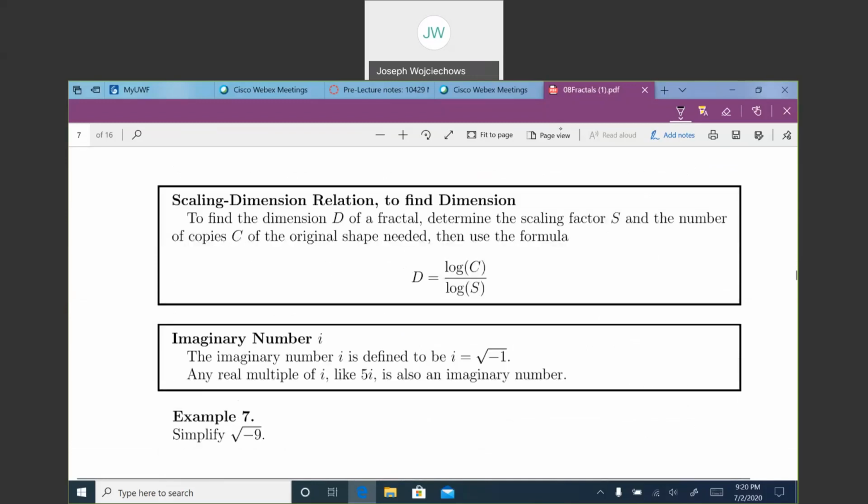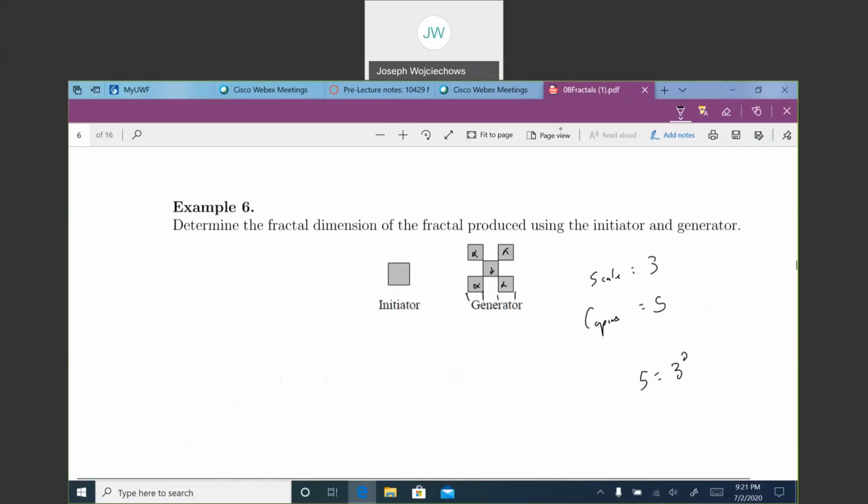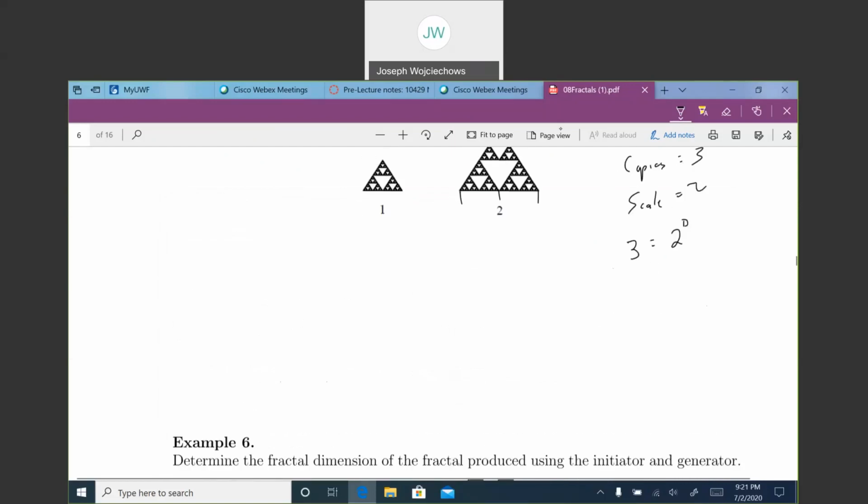Scaling dimension relation to find the dimension. To find the dimension D of a fractal, determine the scaling factor S and the number of copies C of the original shape. Then use the formula D equals the log of C over the log of S. So let's go back here. And the dimension D is equal to the log of C over the log of S. The log of 3, over the log of 2.